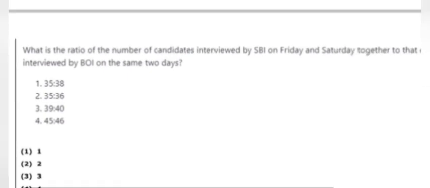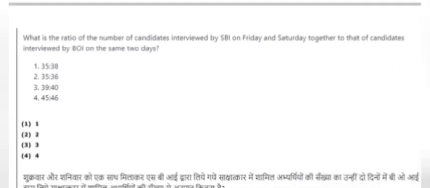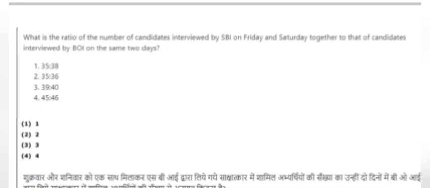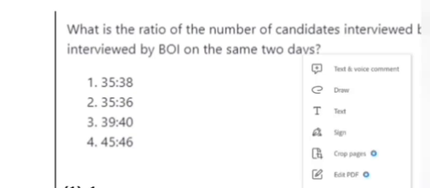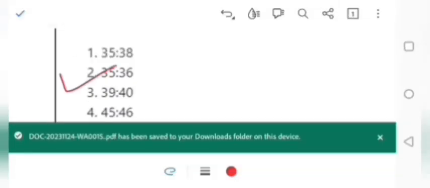The first question that we have got is, what is the ratio of the number of candidates interviewed by SBI on Friday and Saturday together to that of candidates interviewed by BOI on the same 2 days? 35 ratio 38, 35 ratio 36, 39 ratio 40, 45 ratio 46. These are the options that you have got. Correct answer will be 35 ratio 36. Got it?